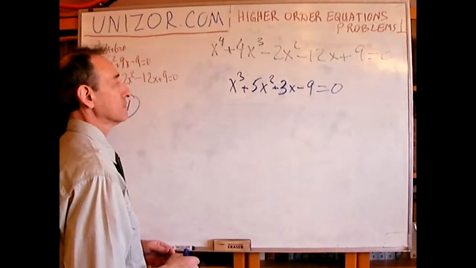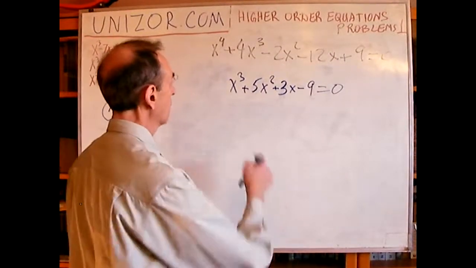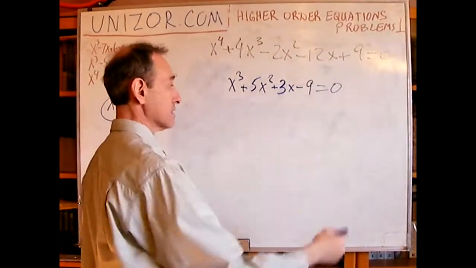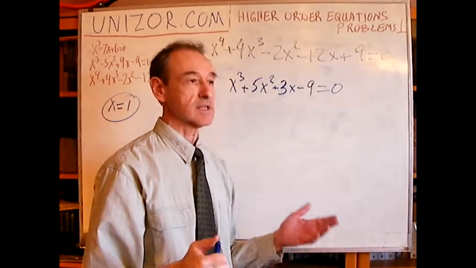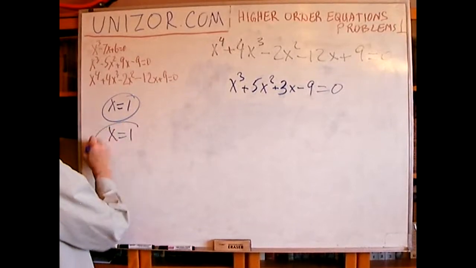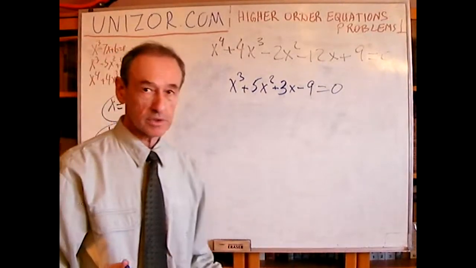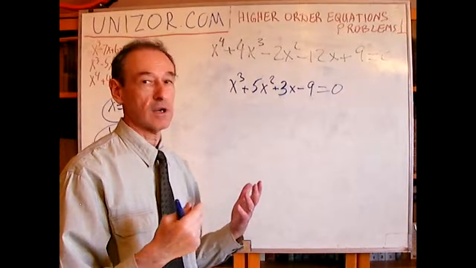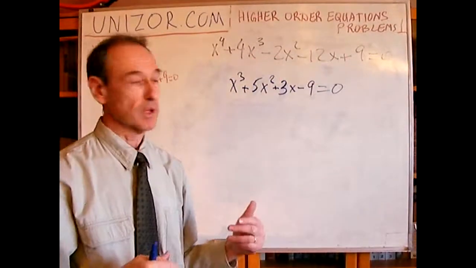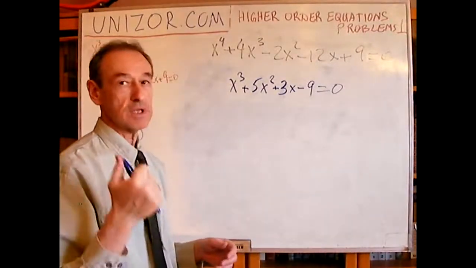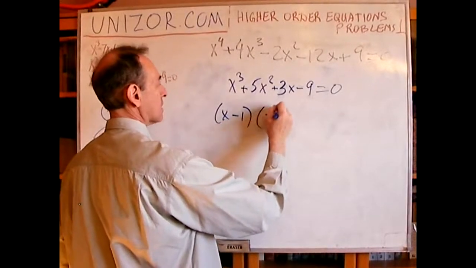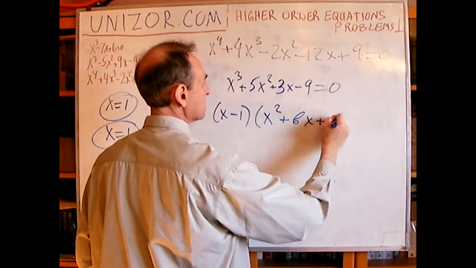Well, let's try again. Let's start with 1 again. 1 plus 5, 6 plus 3, 9, minus 9, 0. We are lucky again. X is equal to 1 is a solution. So we have another solution, x is equal to 1. It's a double root, if you wish. Yes, a particular solution can be represented twice in the polynomial, which means that this again can be divided into x minus 1 times x squared plus bx plus c.